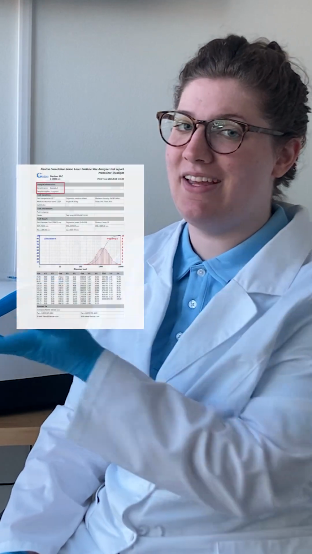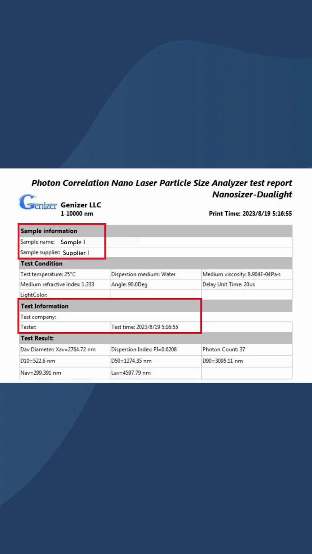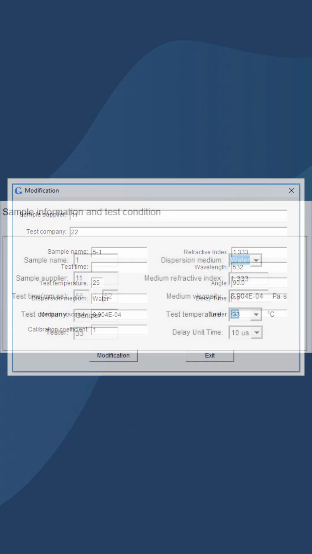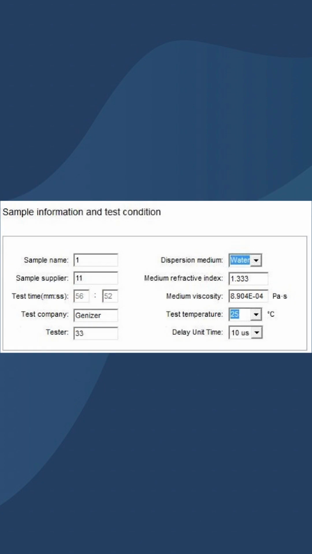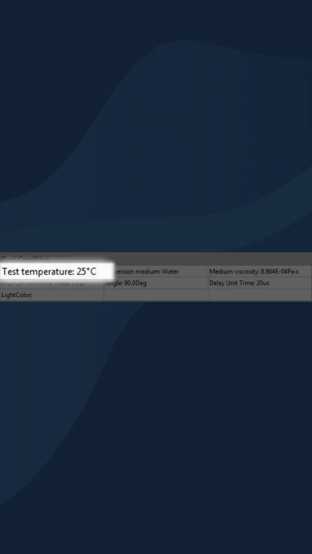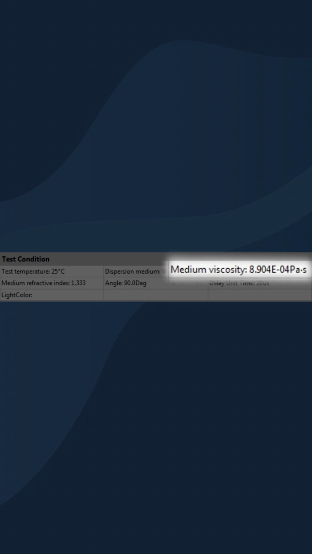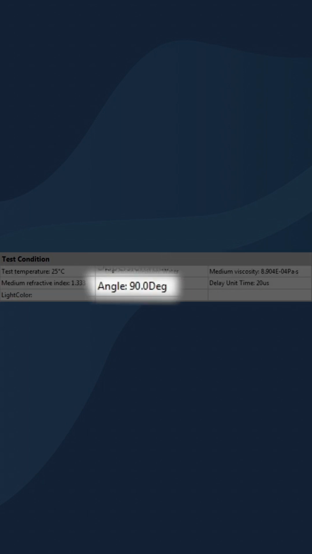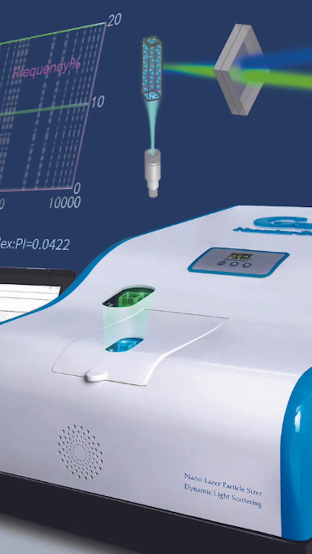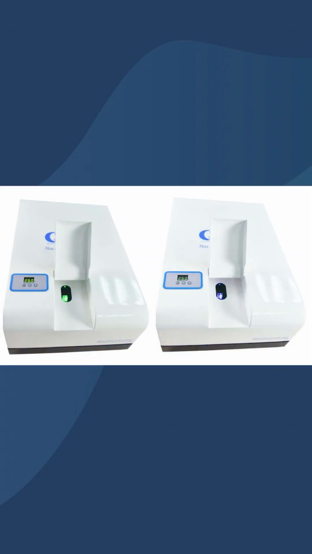After sample process, you'll receive a datasheet that looks something like this. Sample information and test information are entered before sample testing. Test conditions are also entered before testing. Test conditions include temperature, dispersion medium, its viscosity, and the medium's refractive index. The angle refers to the 90-degree angle from the photon entry point to the detection area. You can select a light color of either green or blue depending upon the size of your sample.